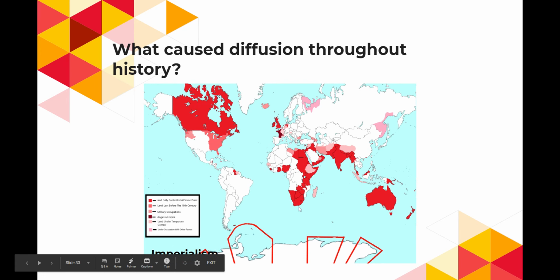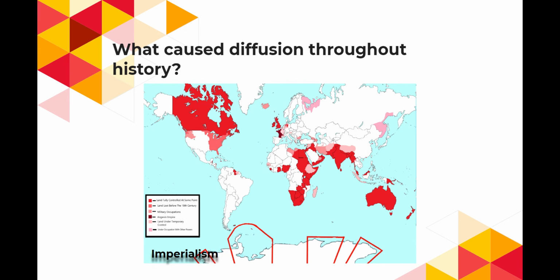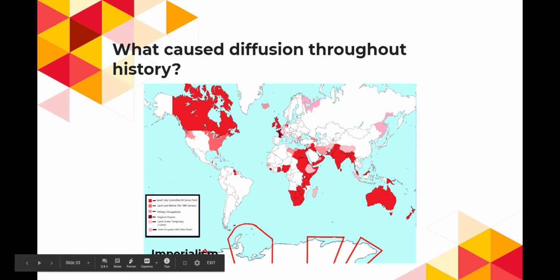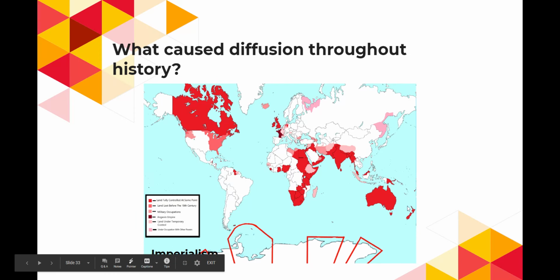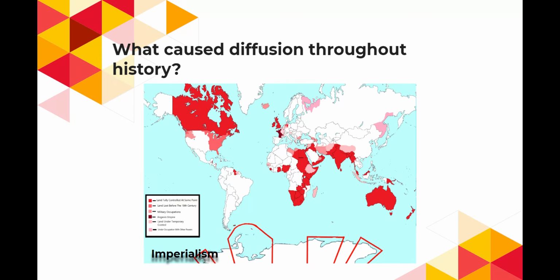Just from being a member of the world for however long you've been alive, you know that English is spoken in a lot of different places, not just in England, right? It is spoken here in the United States, in Canada, in many parts of South Asia, in Africa, and in Australia. And that goes back to the extent of the British Empire. So imperialism has been a big causer of diffusion throughout history.